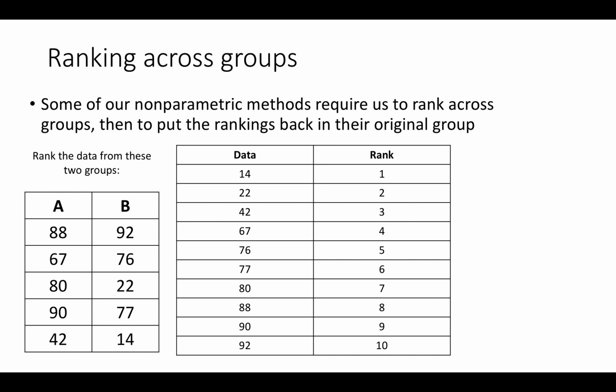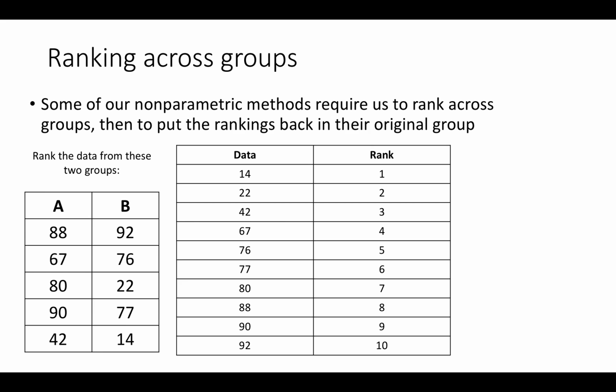In all of the nonparametric methods that we're going to go over that require some ranking, you're going to have to rank across groups. But first, you start off by taking all the data and looking at it as just one big group of numbers. So you look at it as one big group of numbers and you put them in order from smallest to largest. So notice that 14 comes from group B, but it's going to be first on our list. 22 is from B, it goes here. 42 is from A, it goes here. So I'm just going to list all of the data from smallest to largest like we've been doing and then assign ranks. So 14 gets a rank of 1, 22 gets a rank of 2, 42 gets a rank of 3, etc., etc.